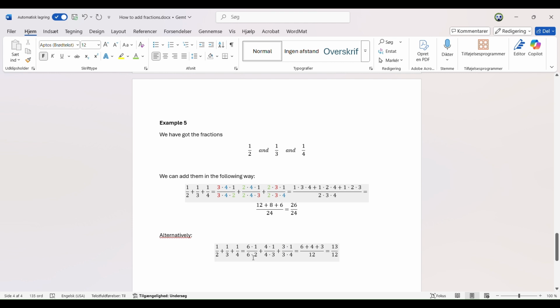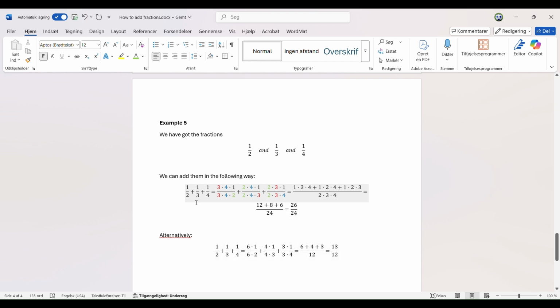So we have to expand the first one by 6 to get a denominator with a value of 12. We've got to expand the second one by 4 to get a common denominator of 12, and we have to expand the last one by 3 to get a 12 here too. So we get 6 times 1, that's 6, plus 4 times 1, that's 4, plus 3 times 1, that's 3, divided by 12. So we get 13 divided by 12. And that's actually the same as this one up here. If we reduce this fraction by 2, we get this fraction down here.